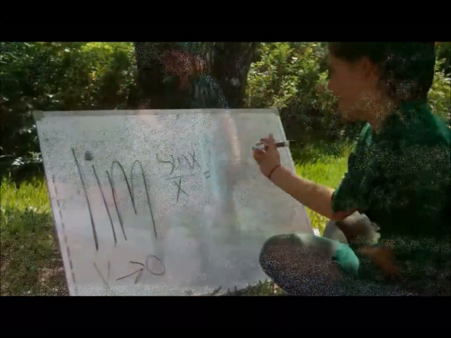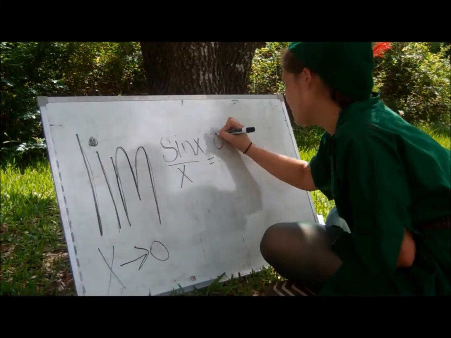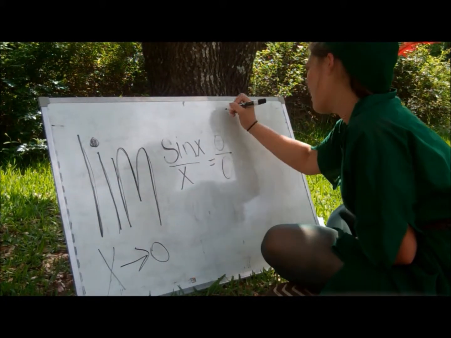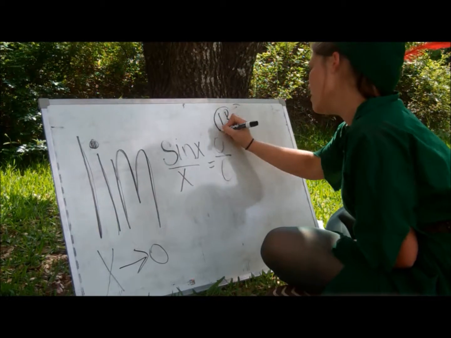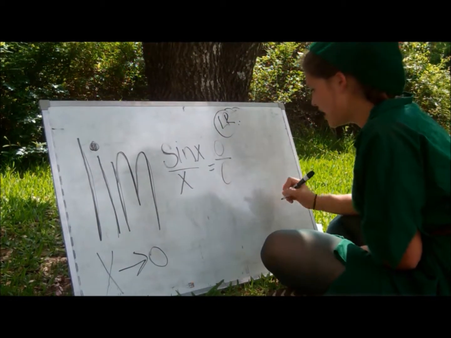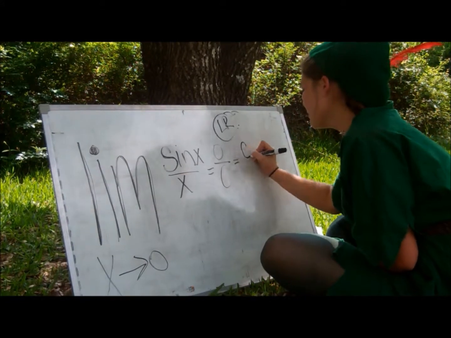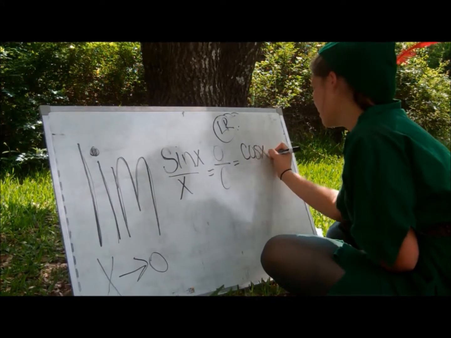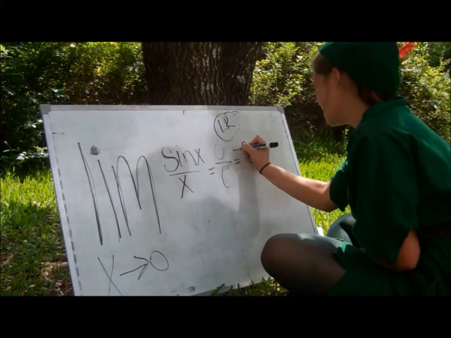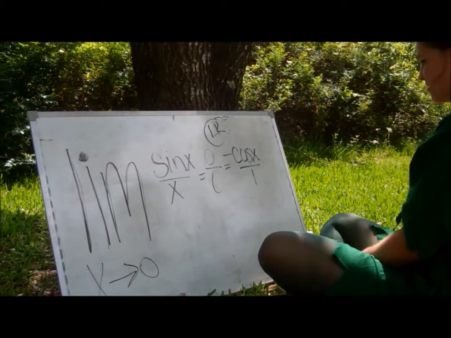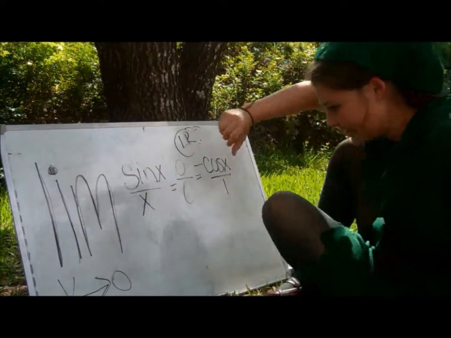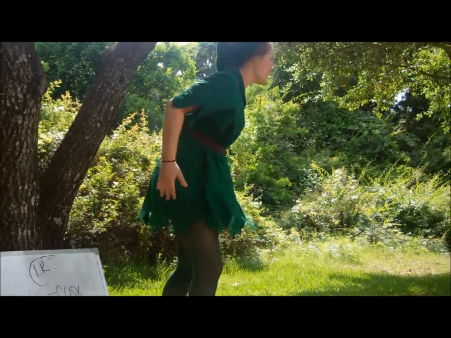Sine of x over x. Plug in the 0 would be 0 over 0. L'Hôpital's rule, like Tink said. And then we take the derivative of the top. 1. Yes, I think that's right. Tink, I think I got it.